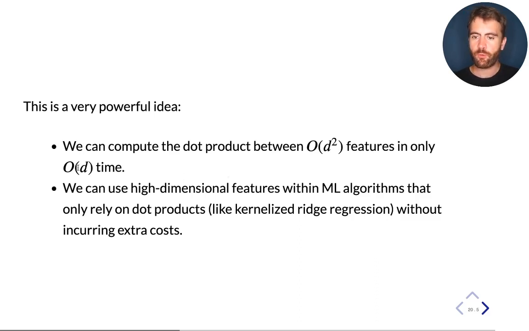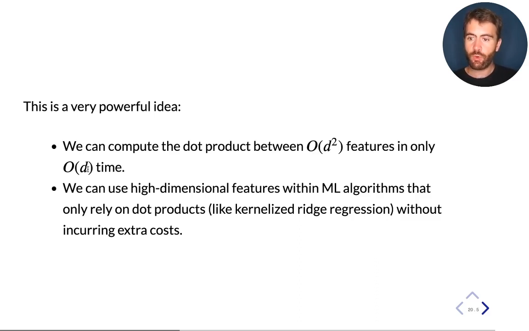And this is really powerful because anytime that we have an algorithm which only requires dot products as opposed to the features themselves, we can accelerate this algorithm by avoiding having to do these complicated operations that take d squared time. We can instead accelerate all these operations by bringing them down to big O of d.